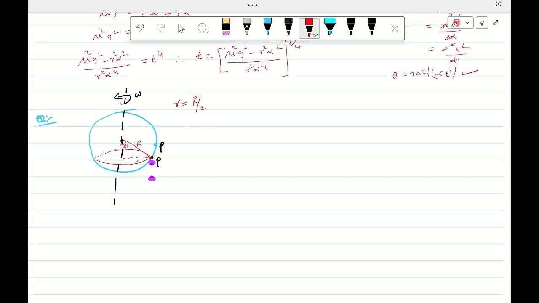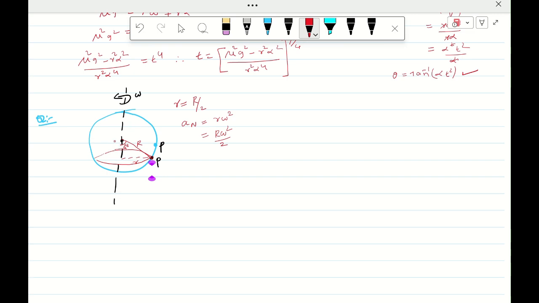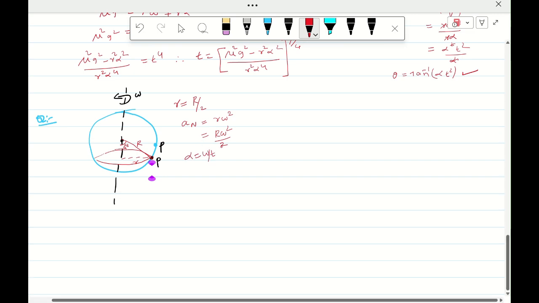So then a_n I can find out easily, and v I can find out. Right? a_n is equal to r omega square, so that is equal to r omega square by 2. And here, if this angular velocity is constant, this means it is moving with constant angular acceleration. Then alpha is equal to omega by t, so omega is equal to alpha t. So I can write r alpha square t square by 2.